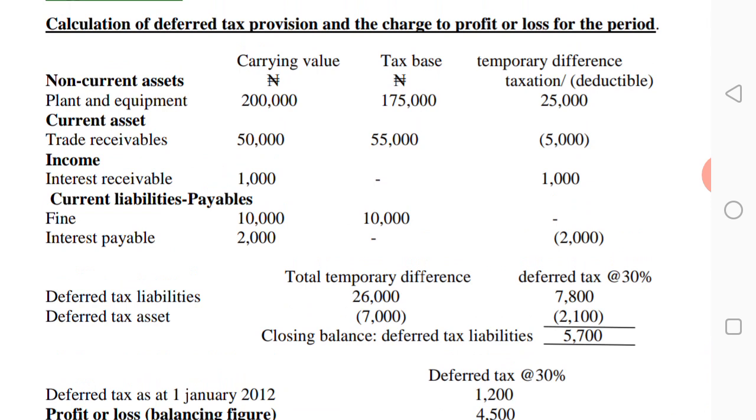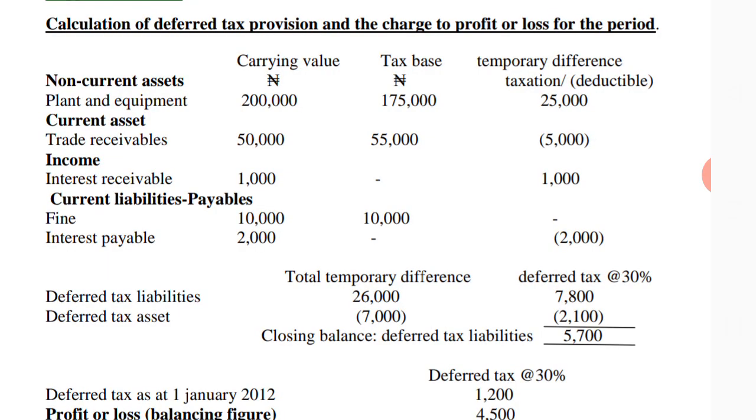While for expenses, when the carrying amount is higher than the tax base, it will lead to a deferred tax asset. So expenses are the opposite of what? Of assets, and expenses and liabilities are the same thing. So when the carrying amount of expenses is higher than the tax base, it will lead to a deferred tax asset, which is the same thing for a liability.